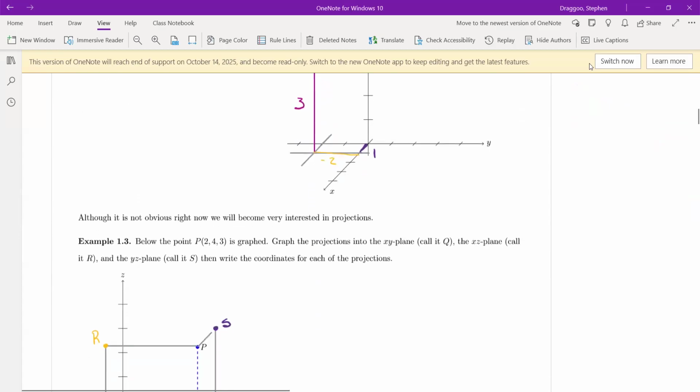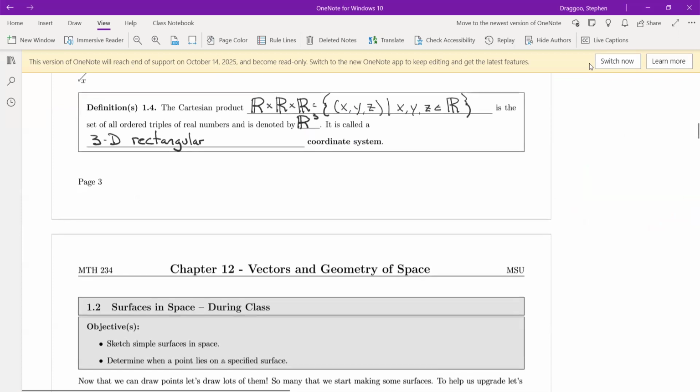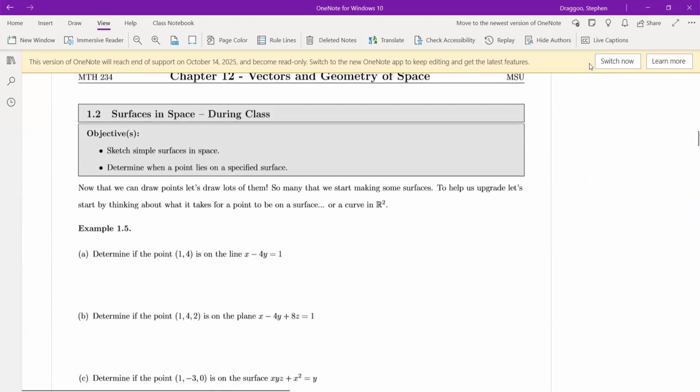Then there's some stuff about how to plot some points, but I'll leave that as an exercise. Let's jump into the during class section.